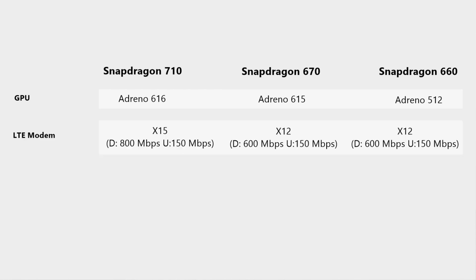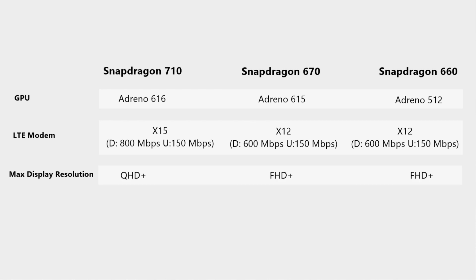Also, the LTE modem is an X12 LTE modem on the 670. So the download speeds are slightly slower and the upload speeds are exactly the same as the X15 that we can find in the Snapdragon 710. Also, the display support. So the 670 supports up to Full HD Plus displays, while the 710 can support up to Quad HD Plus displays. So basically, the 710 can support high resolution displays.